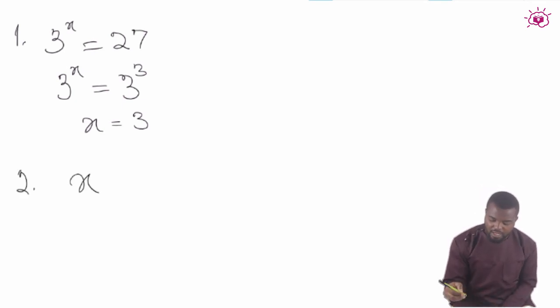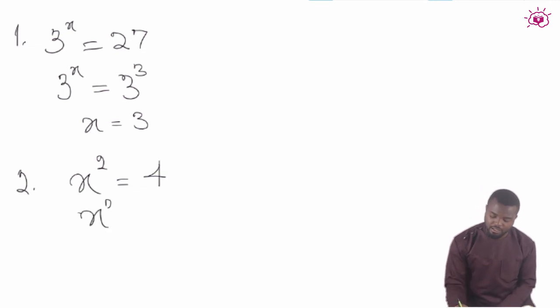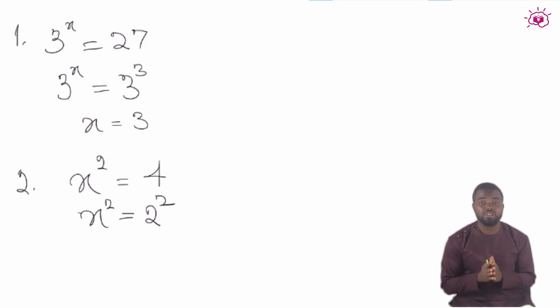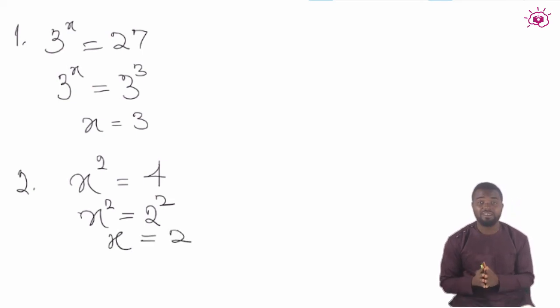Another example will be x squared equals 4. Now we'll express 4 in the power of 2. This is easy. x squared equals 2 raised to the power 2. Since x raised to the power 2 is the same thing as 2 raised to the power 2, that implies that x is equal to 2. Since the powers are equal, equate the base. Since the bases are equal, equate the power. This is called expression.